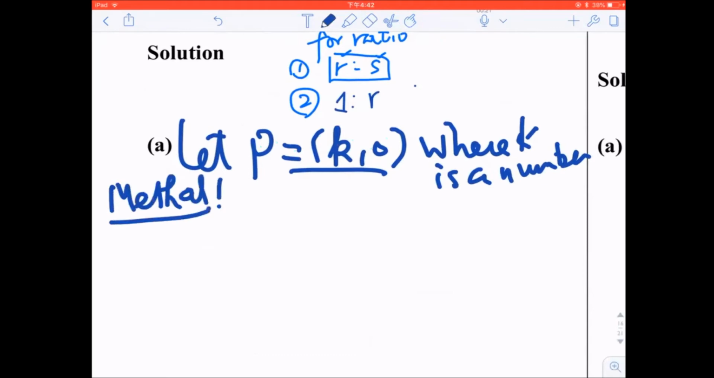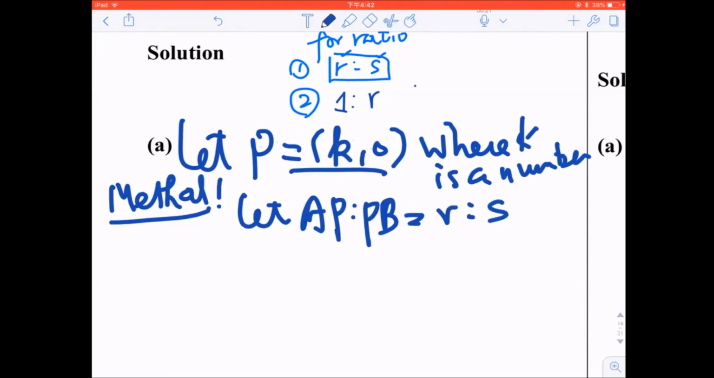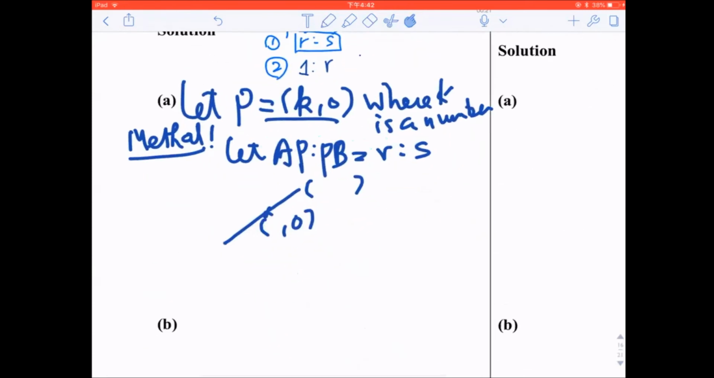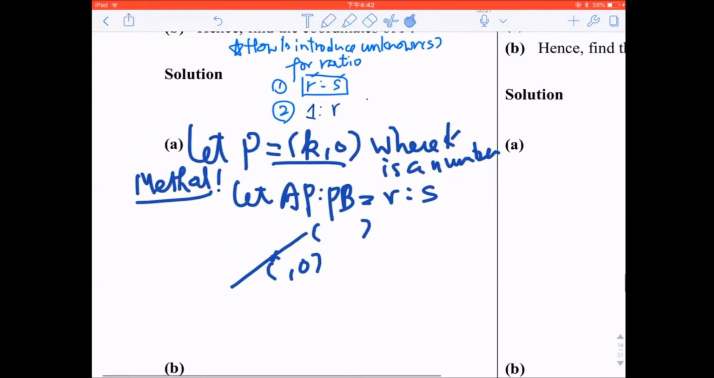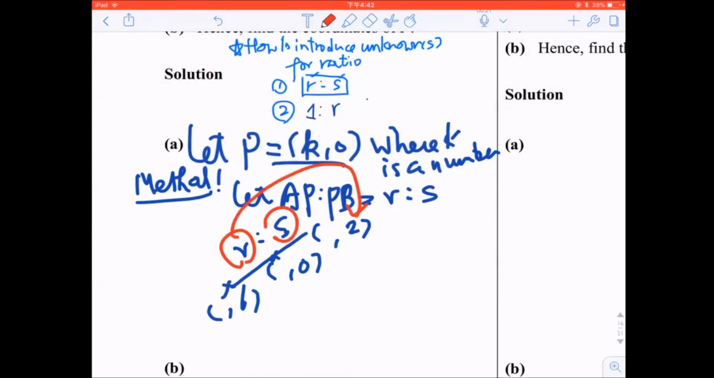Let AP to PB be equal to R to S. Then in this approach, you introduce two unknowns for the ratio, R to S. Then what happened? You know that it is 0, the 2, and -6, right? So it's something about 2, and then something about 6 here. Making use of the section formula, I have the cross matching here. So R matches with 2, and then S matches with 6.